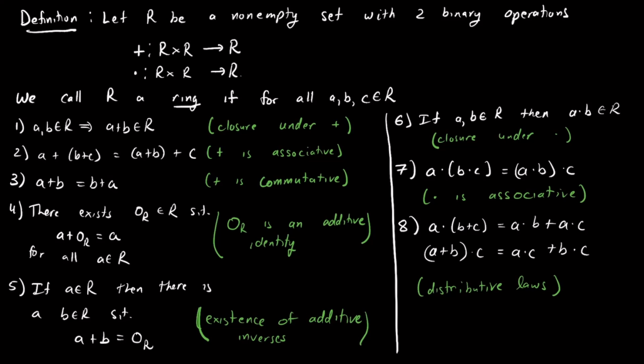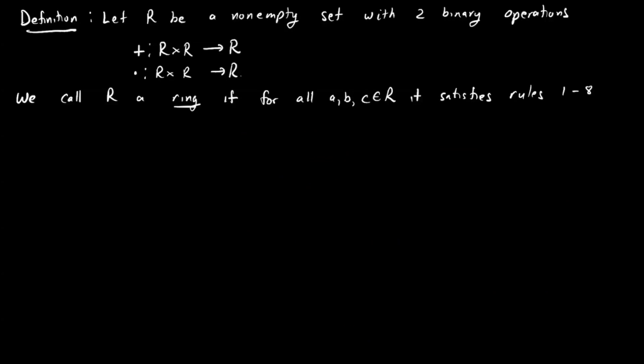This gives us a way of having addition and multiplication interact, and now we can study rings, because until we introduce these distributive laws, we basically just have a set with two operations that have nothing to do with one another. These distributive laws allow the two operations to interact. So this will be our definition of a ring. As we've seen, a ring is something that satisfies the rules 1 through 8 that we just listed.